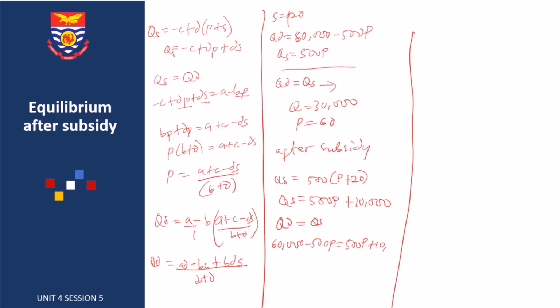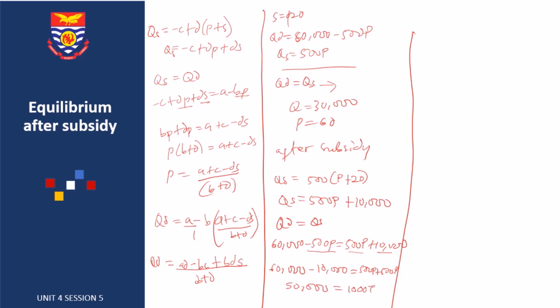We want to group like terms. So we are going to move this 500p to this side and bring this 10,000 to the other side. So 60,000, when this 10,000 crosses the center, it's going to be minus 10,000, which will be equal to 500p plus 500p. What are we getting? 60,000 minus 10,000, we are going to get 50,000, which will be equal to 1,000p.